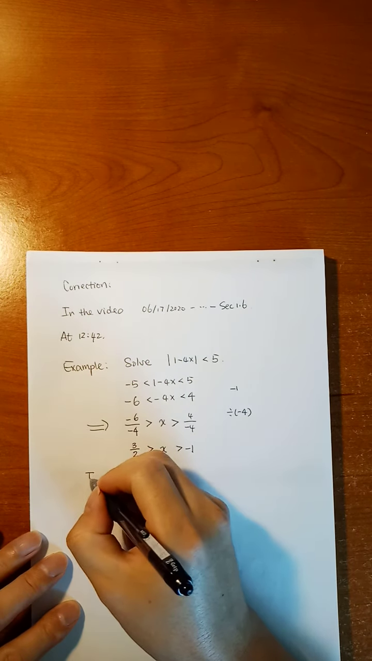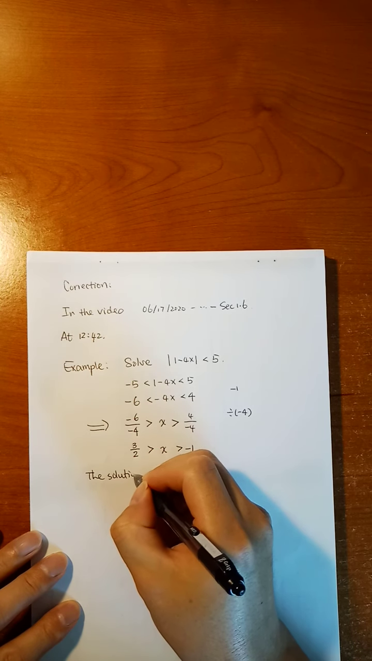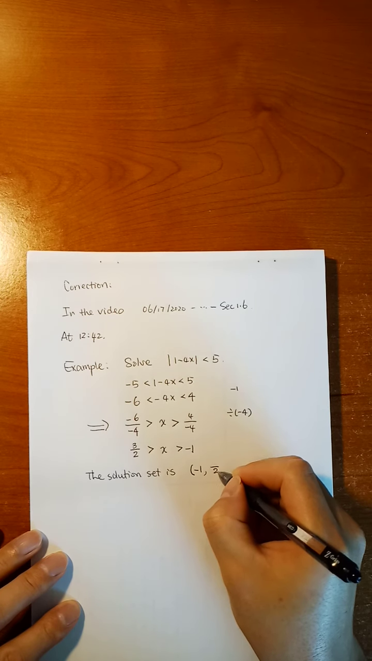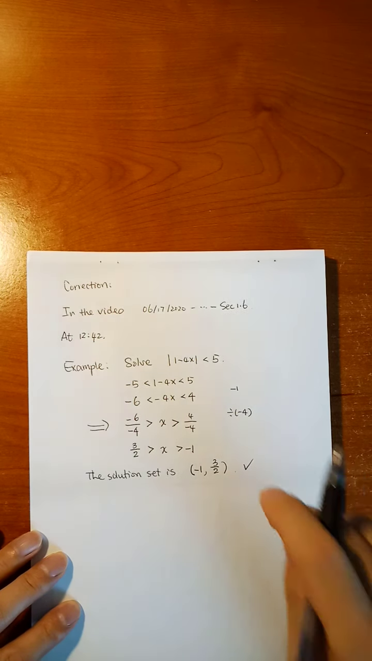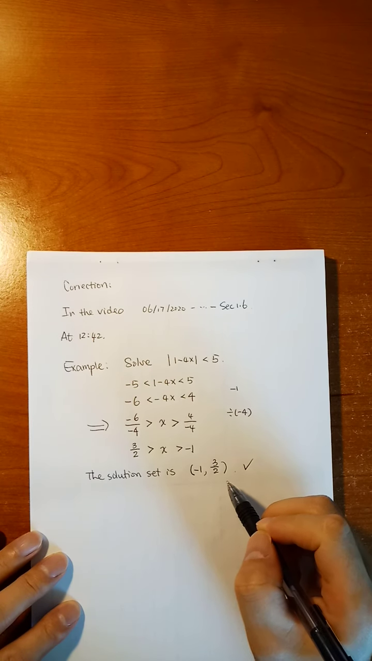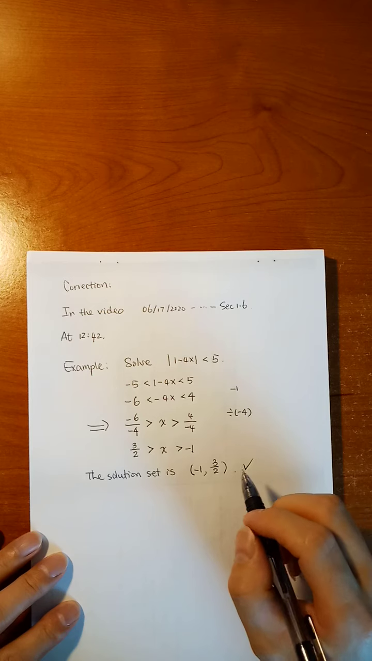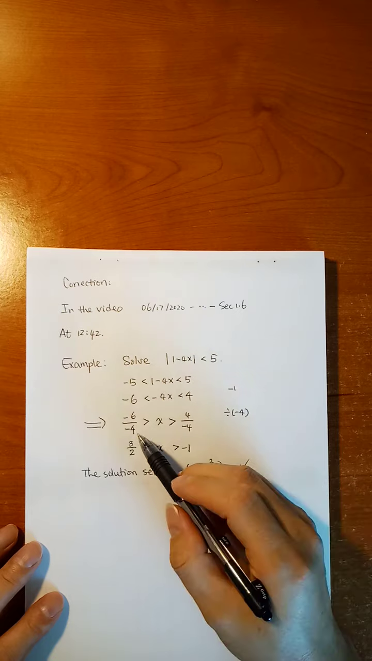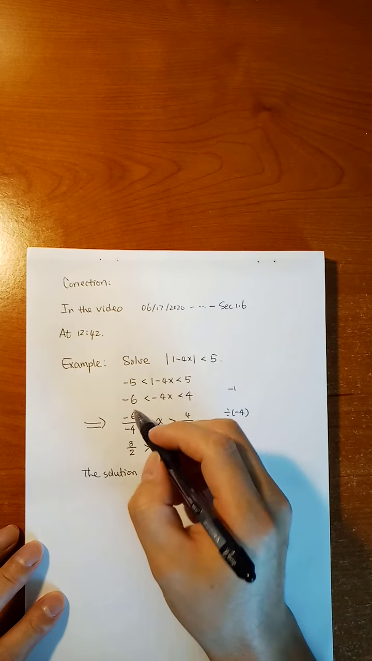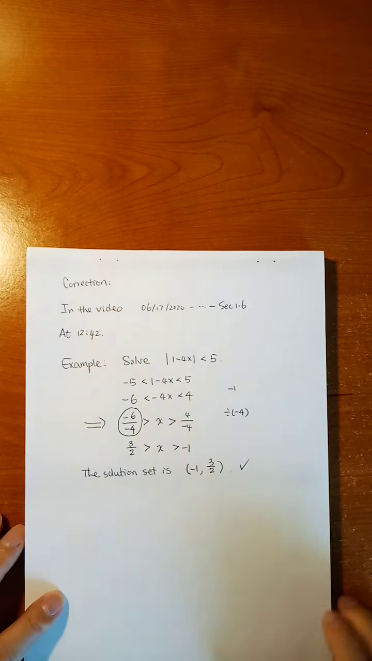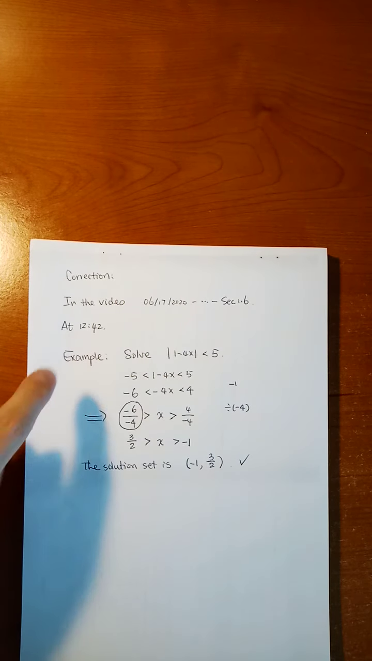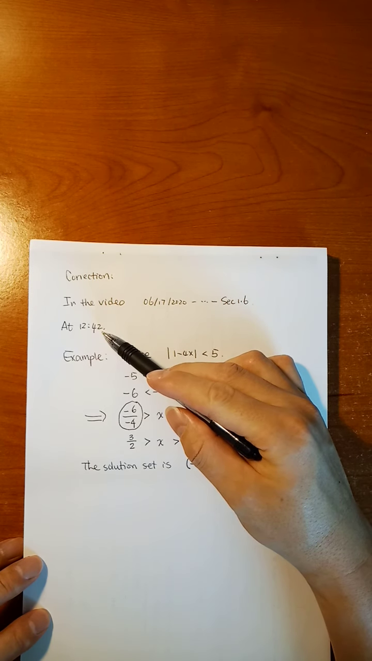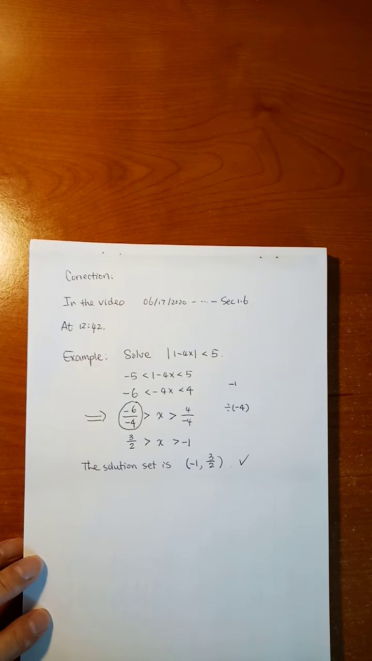Okay, so the solution set is -1 to 3/2. This is the correct one. My previous solution from -1 to -3/2 was wrong. I'm sorry for that. I remember that here is -4. This place I forgot this negative sign. Okay, so this is the right one. That is a correction. It is in the video with the title section 1.6 at 12 minutes 42 seconds.